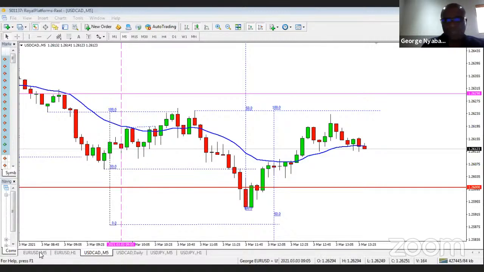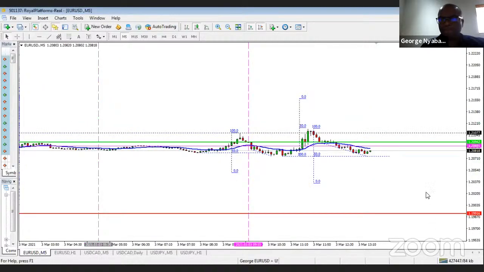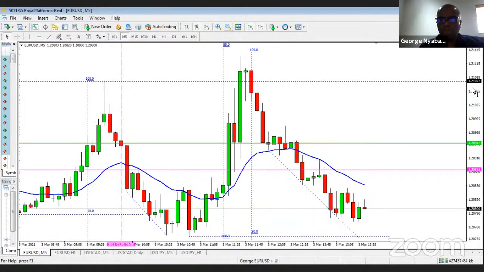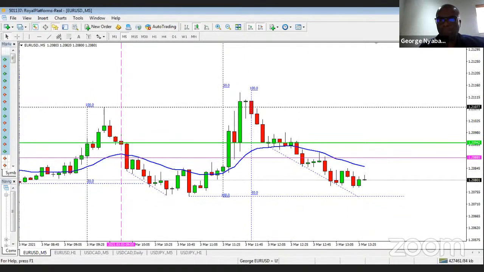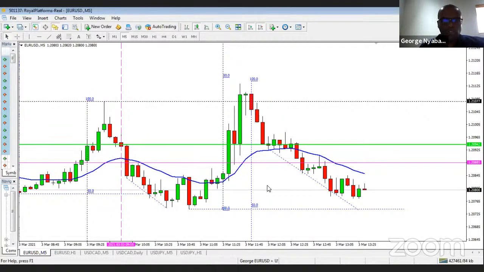Let me look at the euro as well. Can do that. Okay, so for the euro, the question again is: do you wait for the candle to break the EMA?